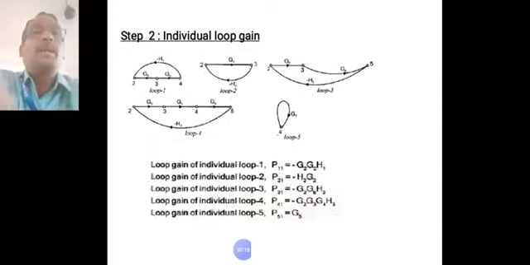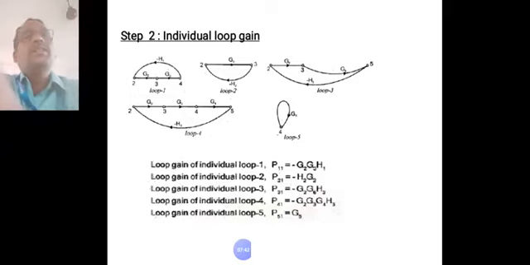The second loop is where the signal travels from 2 to 3 and again ends at the node 2. Its gain is P21, that is minus G2H2, the product of the gain and the feedback value H2.